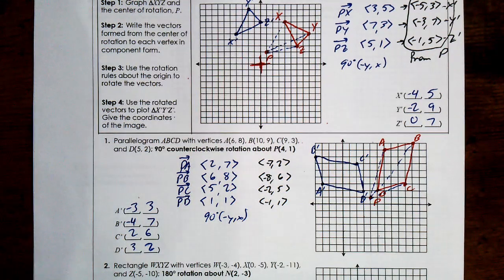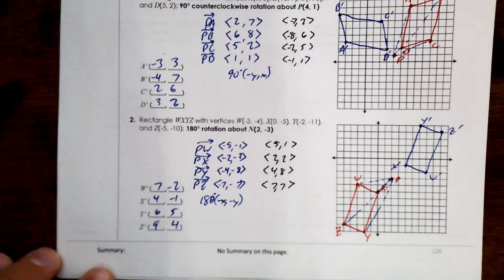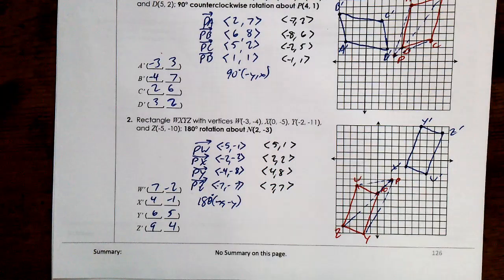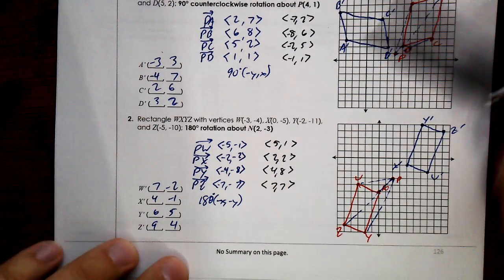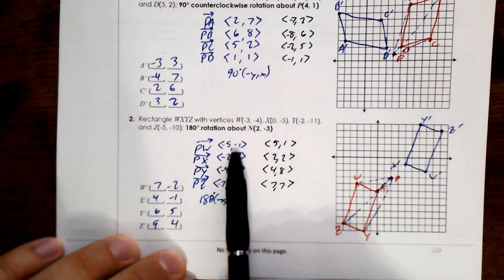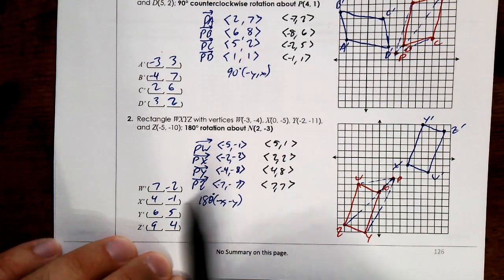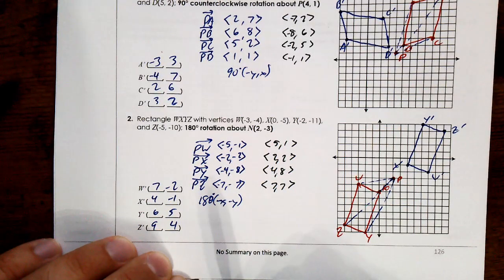Right. I want you guys to try number 2 down there at the bottom, and we'll come back together and see how you did. Pause the video. So how do we do on number 2? Did we get 7, negative 2, 4, negative 1, 6, 5, and 9, 4? Again, when you found the vertex form of our 4 lines, you should have got negative 5, negative 1, negative 2, negative 2, negative 4, negative 8, negative 7, negative 7.